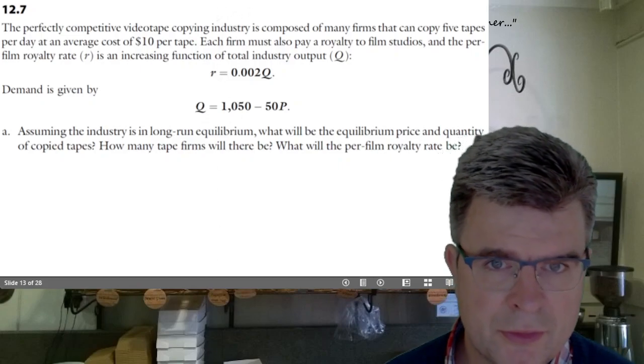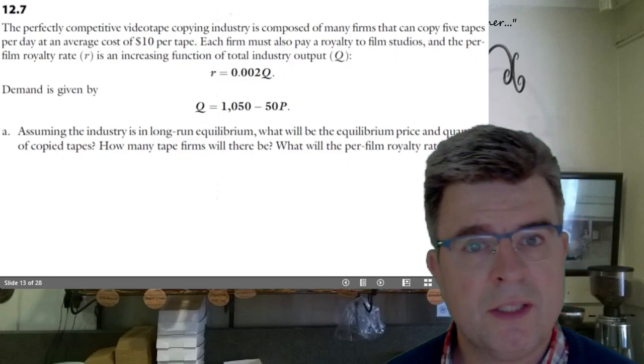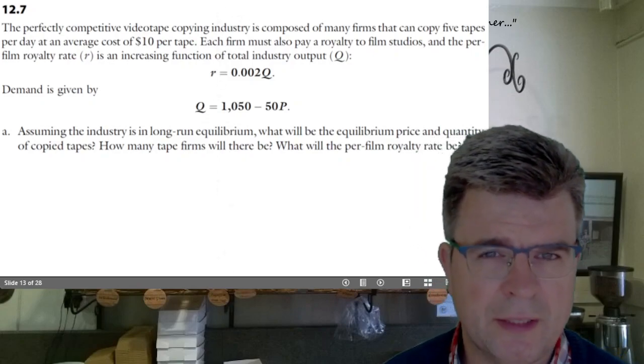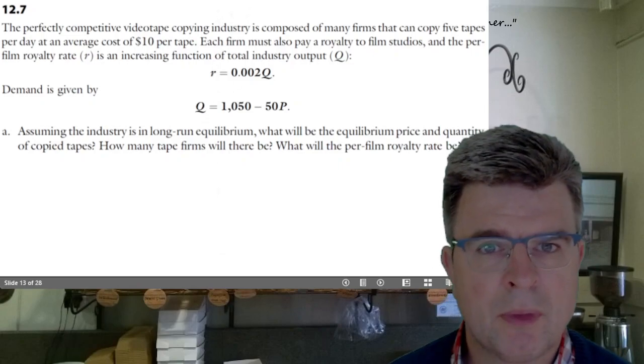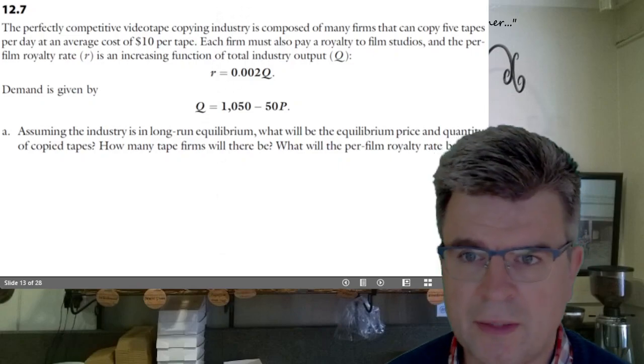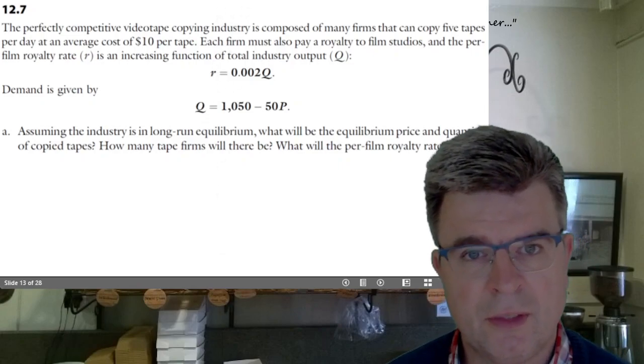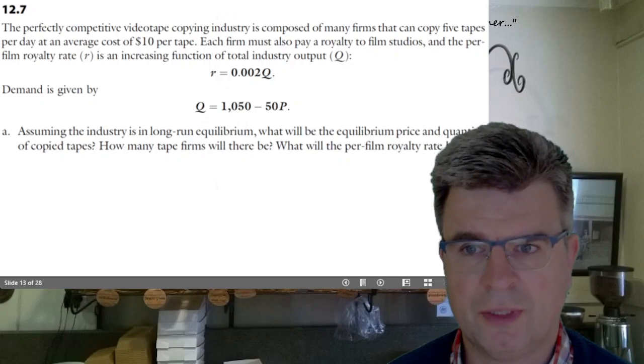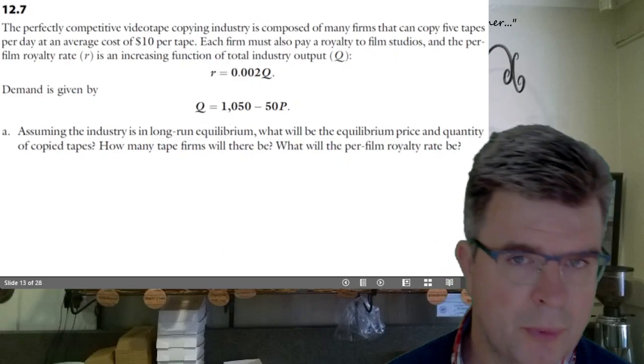Exercise 12.7. 12.7 is an interesting exercise because it gives you an example of an increasing cost industry. It also provides you with an example of how to compute a Ricardian rent. And this is different from exercise 12.4, which has a constant cost industry. So the situation is as follows.